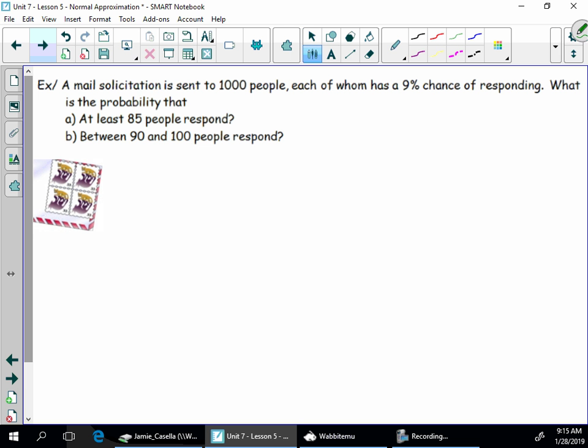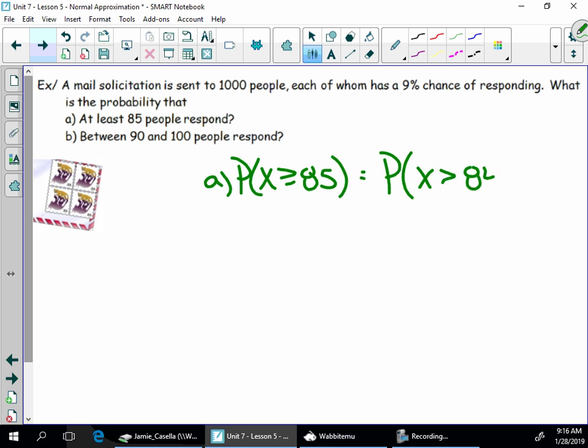Okay, a mail solicitation. It's a mailing. It's sent out to 1,000 people, each of whom has a 9% chance of responding. What's the probability that at least 85 people respond? That's a whole bunch of cases. 85 all the way up to 1,000. I don't want to do that. Okay. But I know I might be able to approximate this by using my normal distribution.